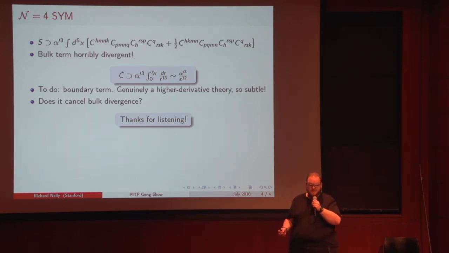The problem is, as far as I can tell, nobody has ever written the boundary term, because this equation of motion has three derivatives of the metric in it, which doesn't appear in the Lovelock case. So when I do that, I'll be able to see if it's singular or not, and I'm currently working on it. Thank you.